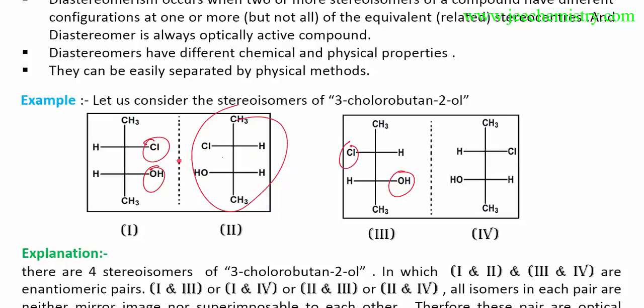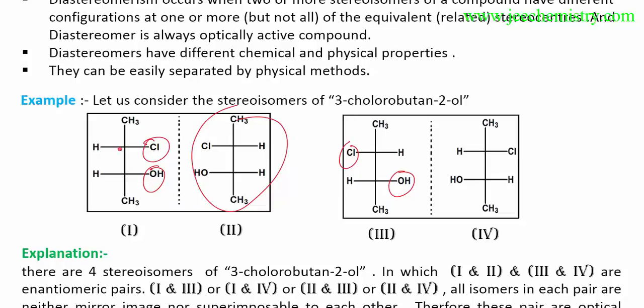Now these two are not mirror images, as these two compounds are not superimposable. We cannot superimpose the first onto the third, because if you superimpose them, Cl will be on the right side and H on the left side, but in this compound H is on the right side and Cl on the left side, which will not allow the 1st and 3rd to superimpose. That's why the first and second conditions are okay.